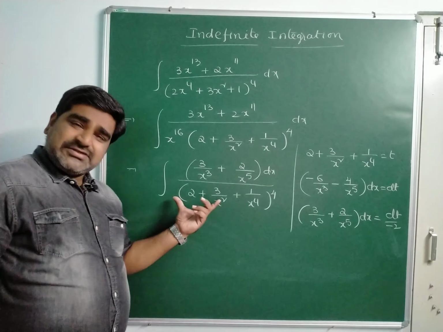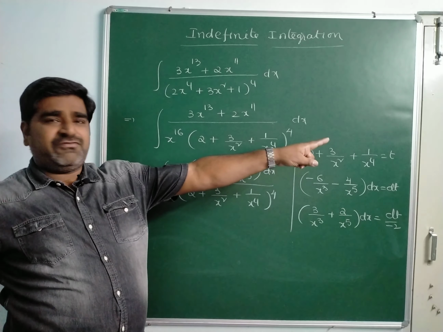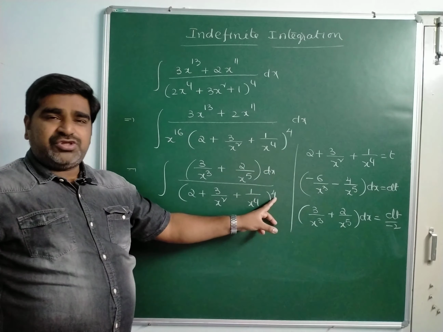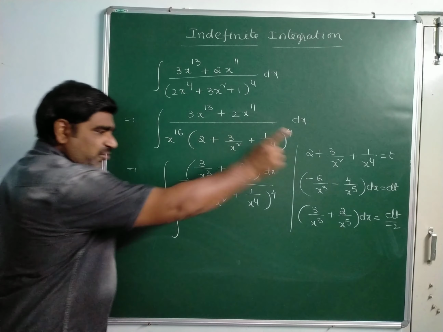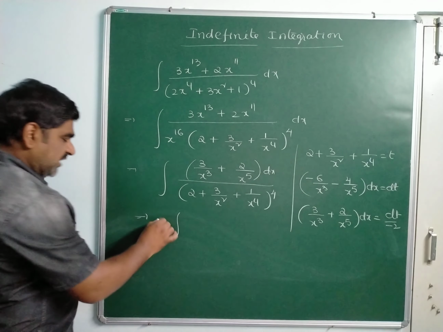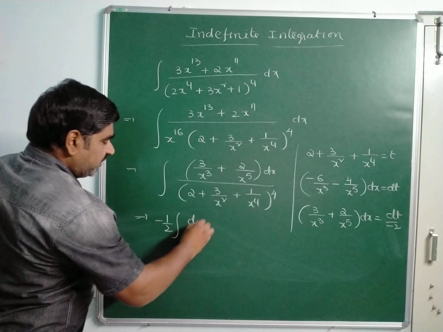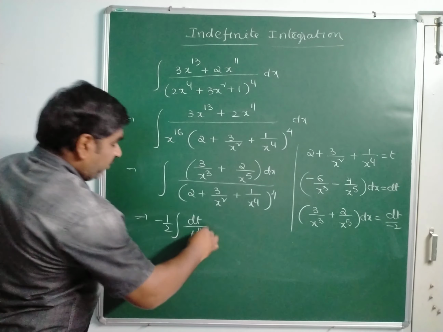And what is this? 2 plus 3 by x square plus 1 by x to the power of 4 is t. So it is t to the power of 4. So just replace. The entire numerator is dt by minus 2. Of course, minus 1 by 2 is a constant, you can write it outside of the integration, by t to the power of 4.